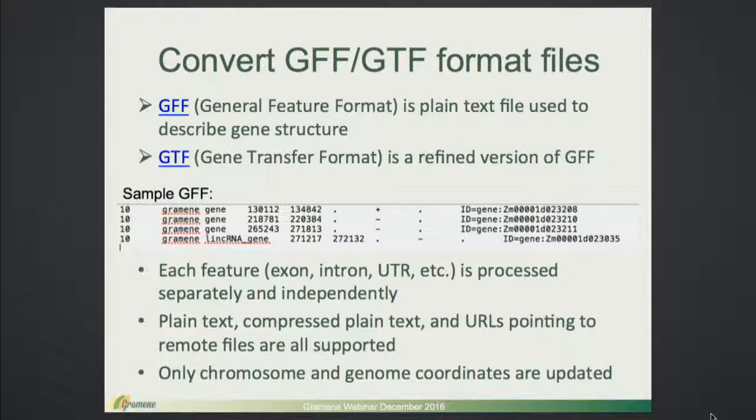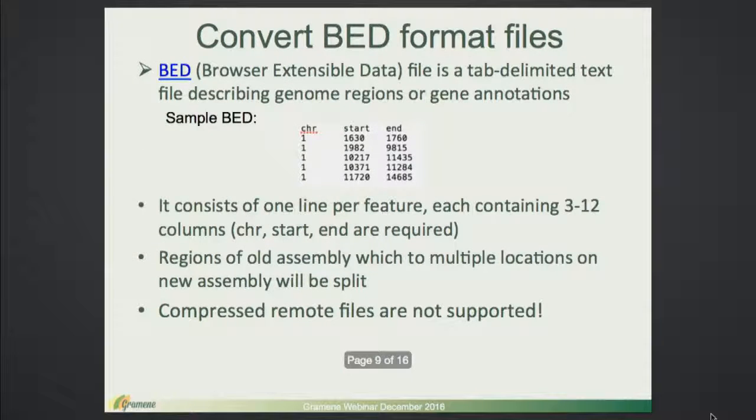So CrossMap, the tool itself, will take each feature and process it separately and independently. You can bring in the GFF file as plain text, compressed plain text, or you can even use a URL. All those input types are supported. Just to note, only chromosome and genome coordinates are updated with this feature format. I'll be explaining the demo with this input.